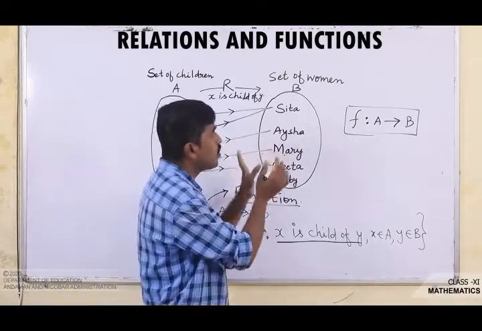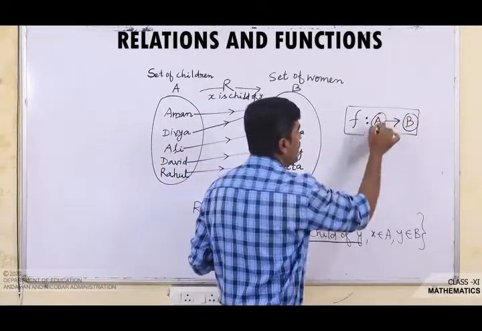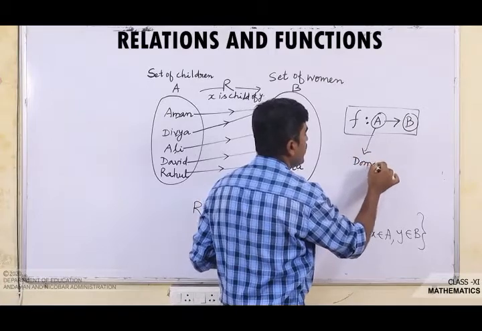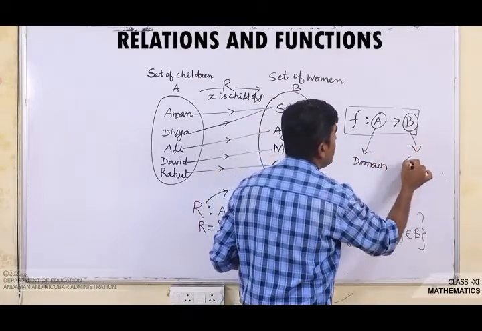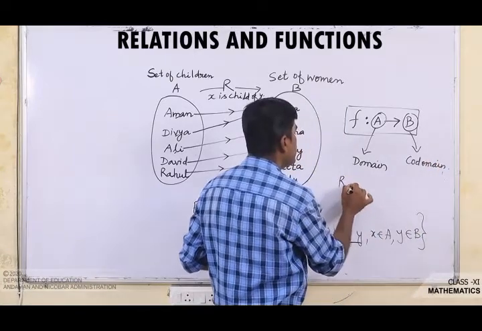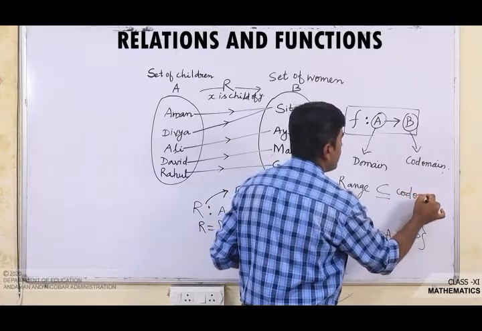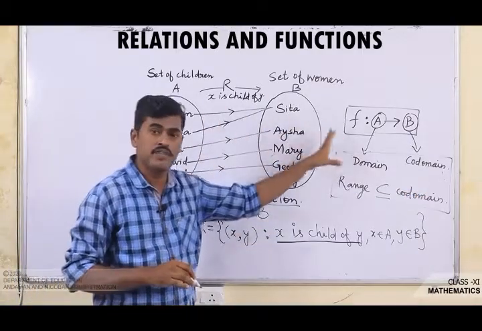And what is the codomain? The whole set B is called the codomain. Here A is the domain and B is the codomain. And what is range? We know that range is a subset of codomain, the same as in the definition of relation.